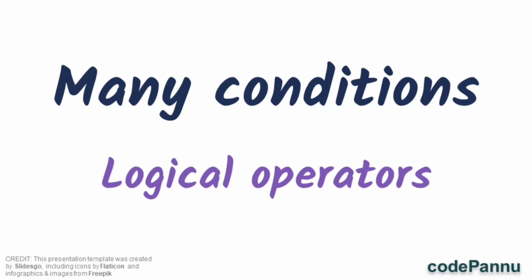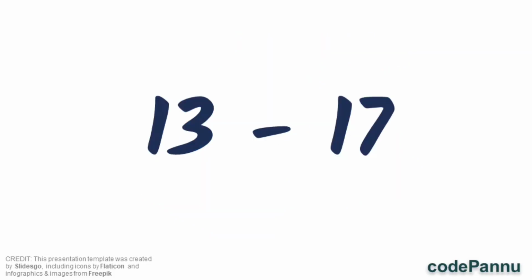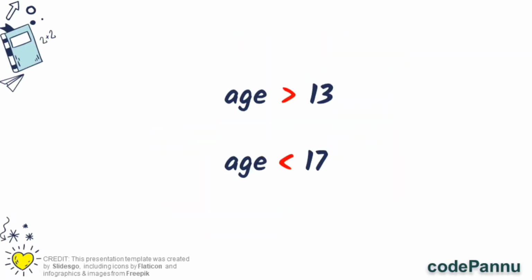So we are going to take two conditions, use a logical operator, combine it so that we'll get one output and then use that in our if statement. Okay. Remember, we wrote an example for AND operator where we allowed students to attend an exhibition if they are between the age of 13 and 17. Let us take the same example.